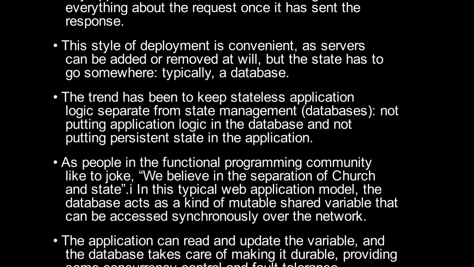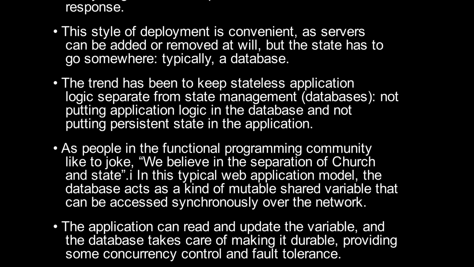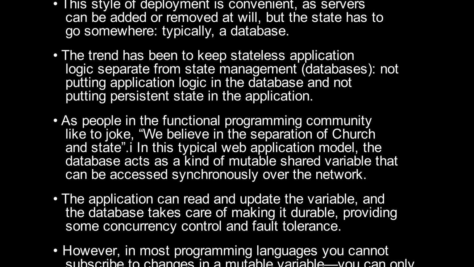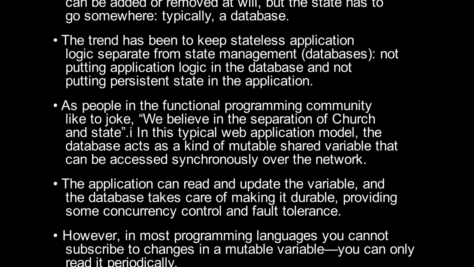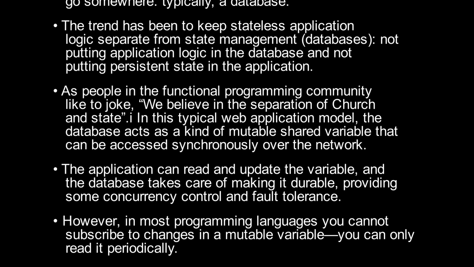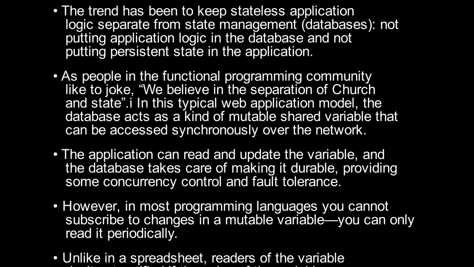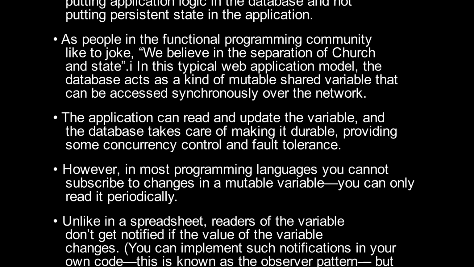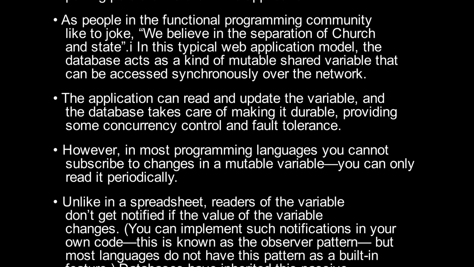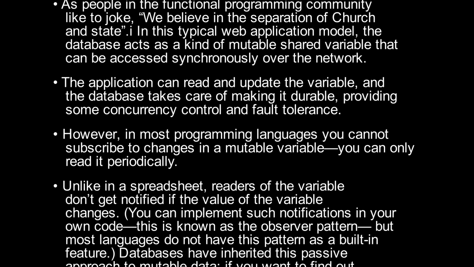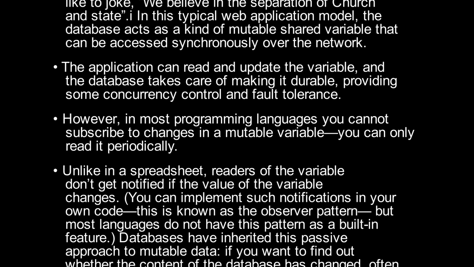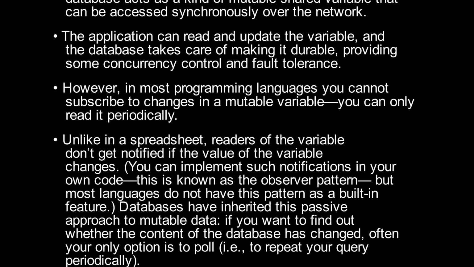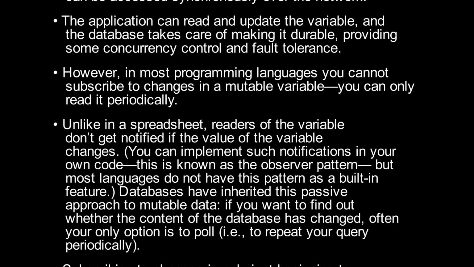In this typical web application model, the database acts as a kind of mutable shared variable that can be accessed synchronously over the network. The application can read and update the variable, and the database takes care of making it durable, providing some concurrency control and fault tolerance. However, in most programming languages, you cannot subscribe to changes in a mutable variable, you can only read it periodically. Unlike in a spreadsheet, readers of the variable don't get notified if the value of the variable changes. You can implement such notifications in your own code. This is known as the observer pattern, but most languages do not have this pattern as a built-in feature.